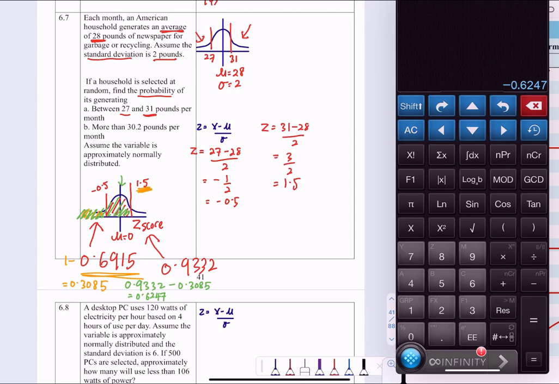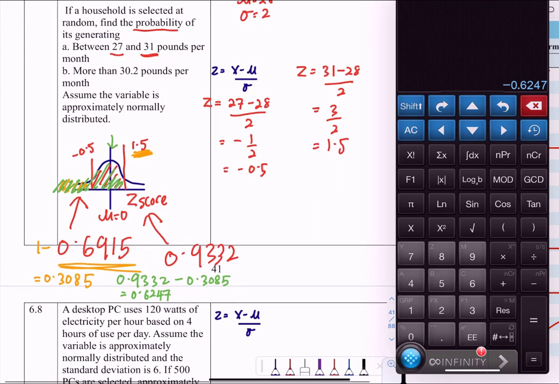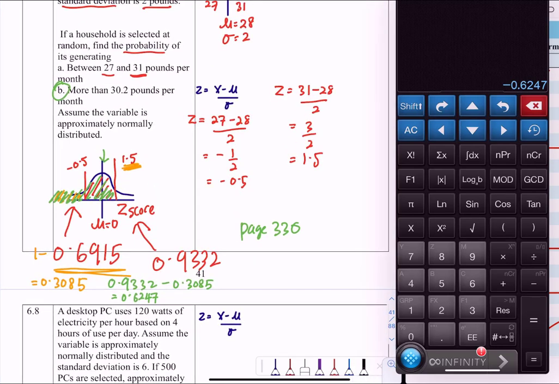Okay, the answer is correct. You can look at page 330. Of course, part B you can do by yourself. Okay, B you try by yourself.